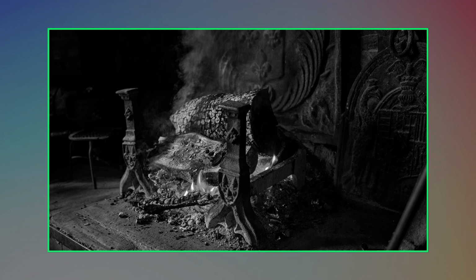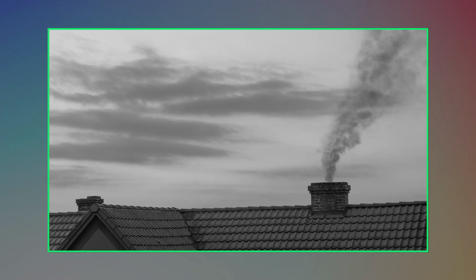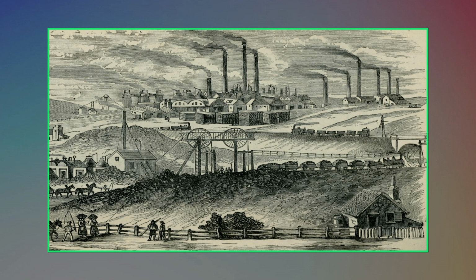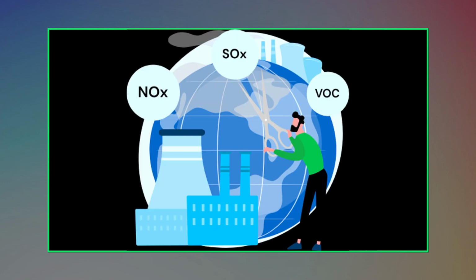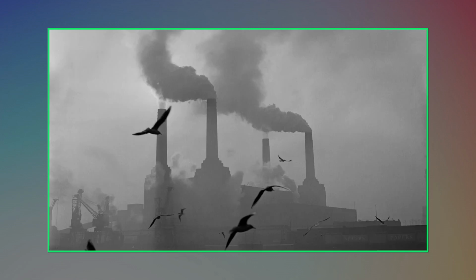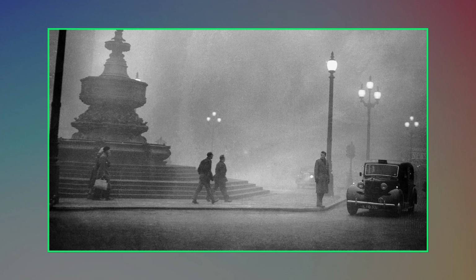To keep warm, the people of London were burning large quantities of coal in their homes. Smoke was pouring from the chimneys of their houses, and coal was used in industries that released a tremendous amount of particulate matter, VOCs, NOx, and SOx into the atmosphere, where they formed industrial smog, sometimes called London smog.